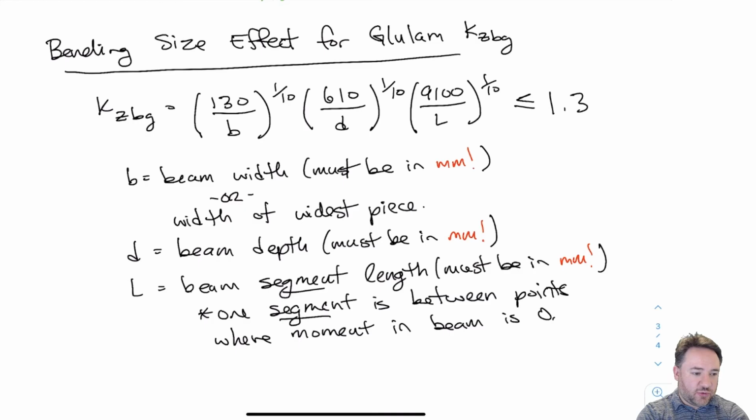So as I mentioned before, this is an empirically derived equation. And since it is, like other size effects that we've seen, like the size effect in compression, also were empirical equations, which are curve fits based on test data.